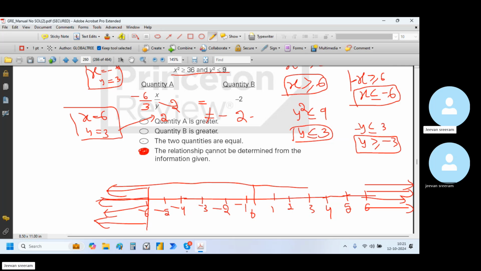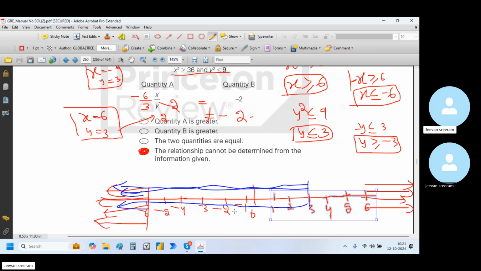For better understanding, let me change the color. From 3, x, I mean y less than or equal to 3.